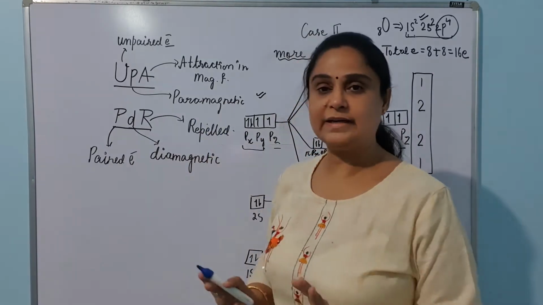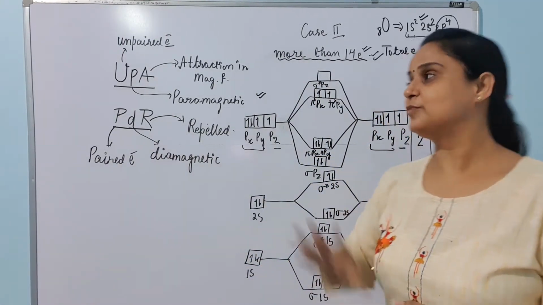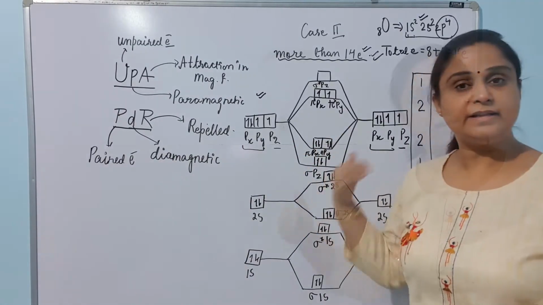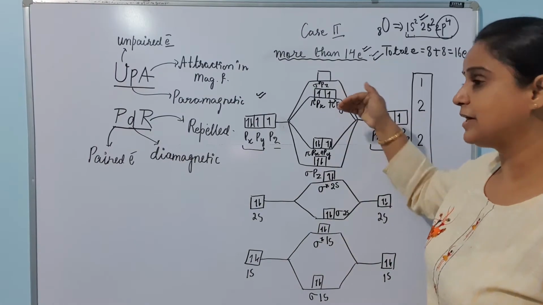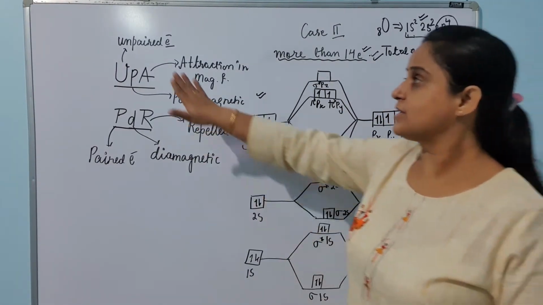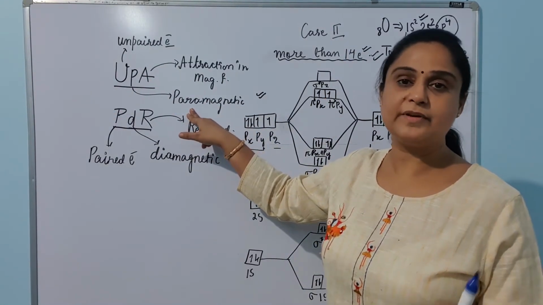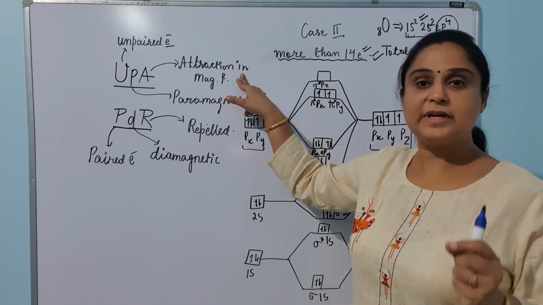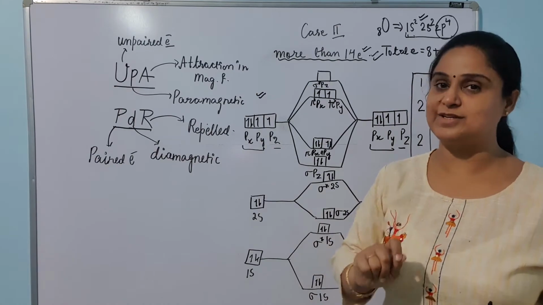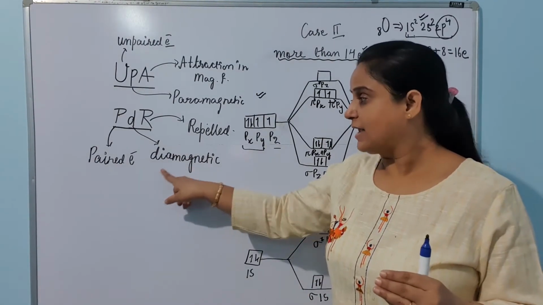So I hope it is clear now how you are going to find out the nature of your species, whatever you are forming here. First of all, you have to draw the molecular orbital diagram and then you have to see whether there is any unpaired electron or all the electrons are already paired. If the electrons are unpaired, your species will be called paramagnetic. It will show paramagnetic behavior, and this paramagnetic behavior means attraction in the magnetic field. And if you observe that your species has no unpaired electron, that will show diamagnetic behavior.